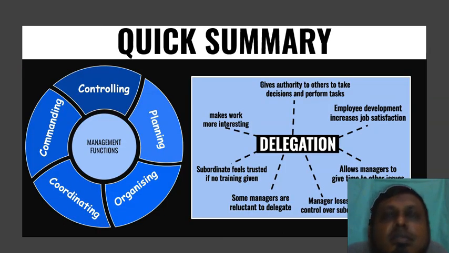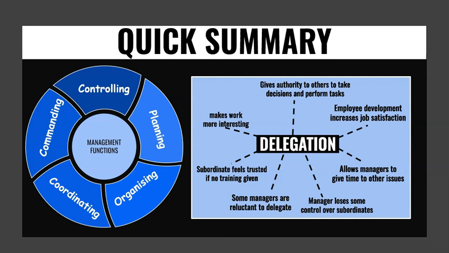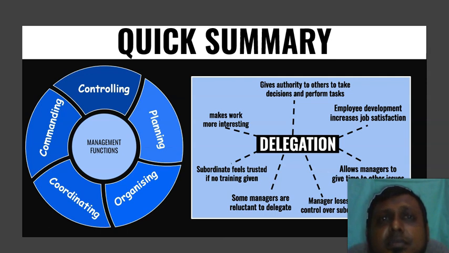Now let's have a quick summary of this part of today's lesson. As I mentioned before, there are 5 main functions of management, which are planning, organizing, coordinating, commanding, and controlling. Delegation gives authority to others to take decisions and perform tasks. It gives an opportunity for employee development, which increases job satisfaction. Delegation allows managers to give time to other important issues that have to be addressed. Managers lose some control over subordinates, and this is one of the reasons why managers are reluctant to delegate. Subordinates feel trusted, but if no training is given and they are still assigned tasks, problems can arise. Delegation makes work more interesting.